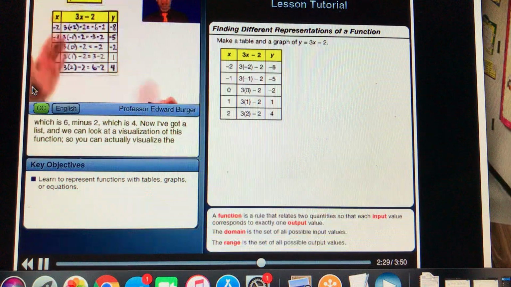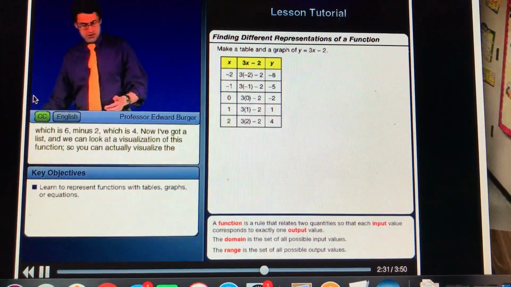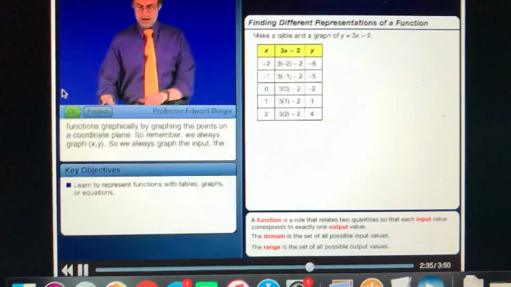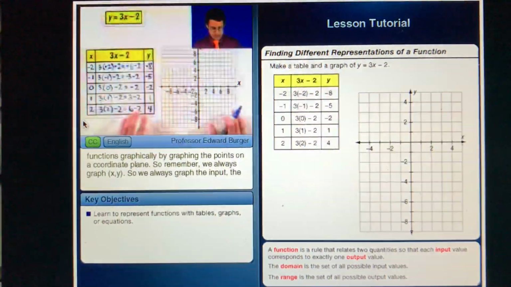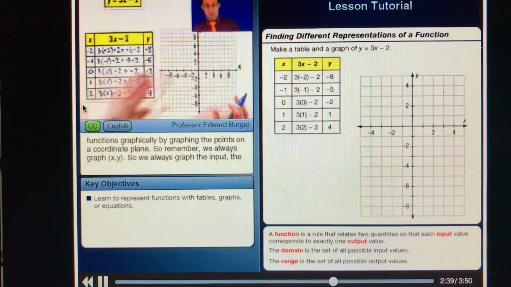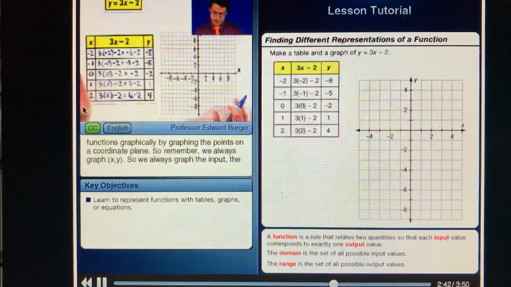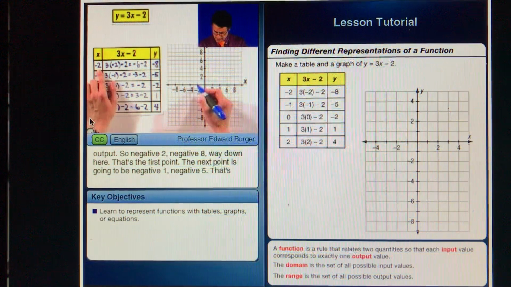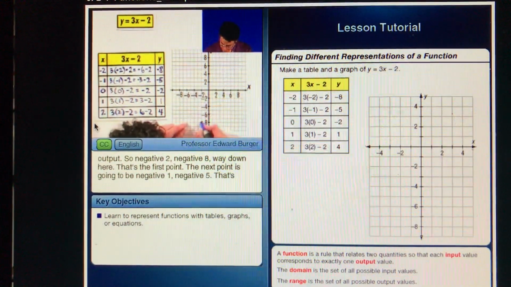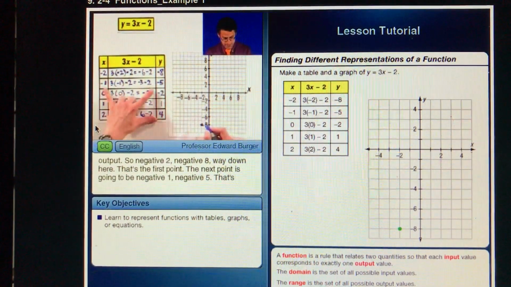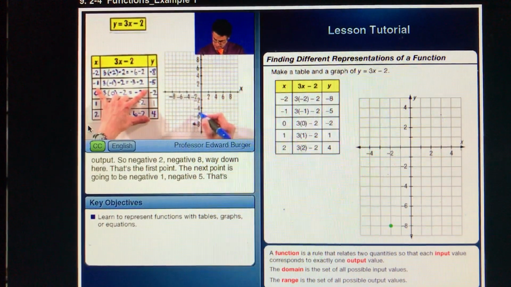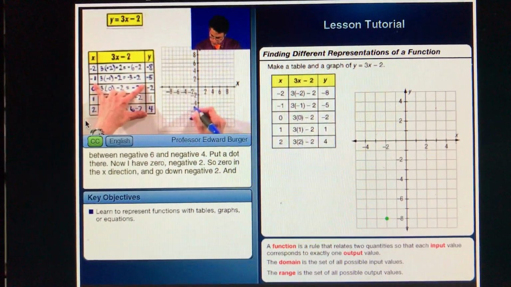Okay, now I've got a list, and we can now look at a visualization of this function. So you can actually visualize the functions graphically by graphing the points on a coordinate plane. So remember, we always graph x comma y. So we always graph the input comma the output. So negative 2, comma negative 8, way down here. That's the first point. The next point is going to be negative 1, right here, comma negative 5. That's between negative 6 and negative 4.